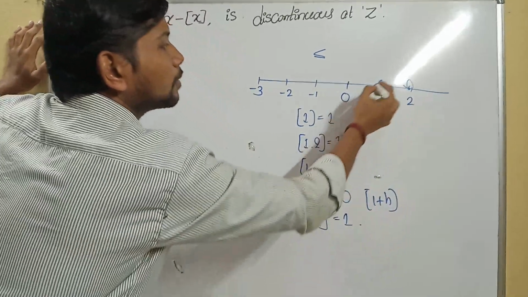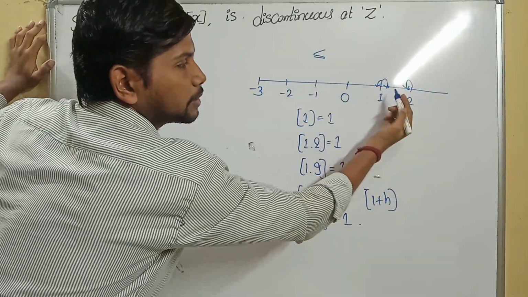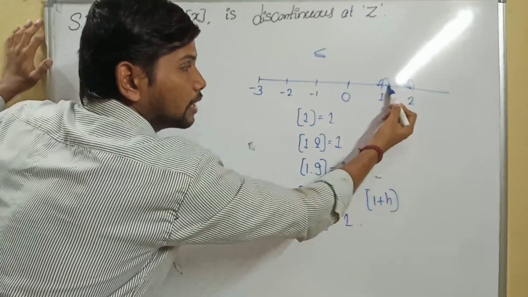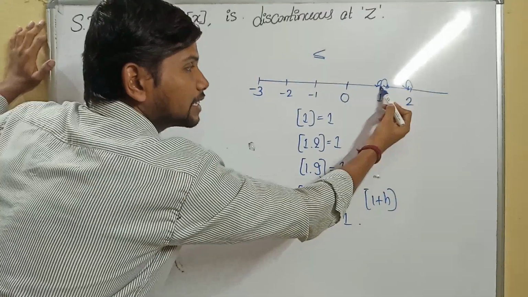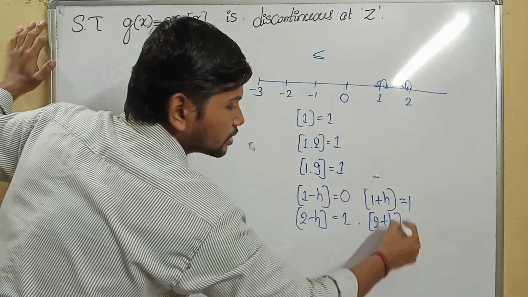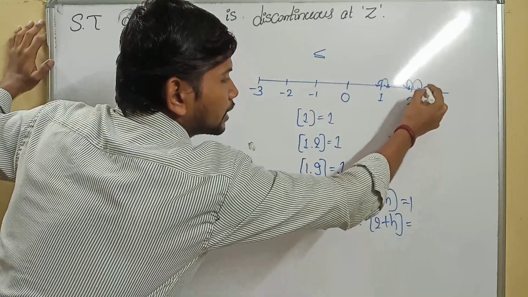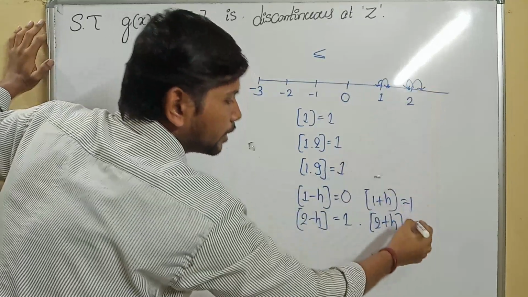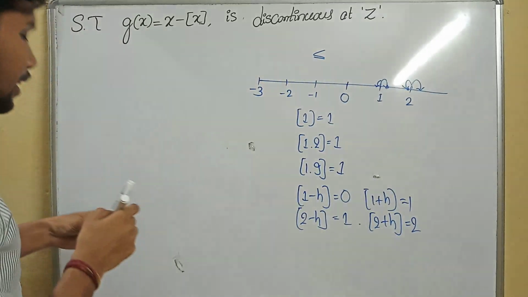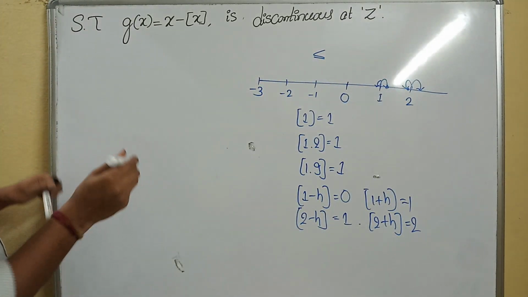What is 1 plus h? 1 plus h means the right point of 1, this particular point here. What is the greatest integer less than it? It is 1 only. What about the greatest integer of 2 plus h? 2 plus h will be like this, and the left integer will be 2 here. Got the point clearly?